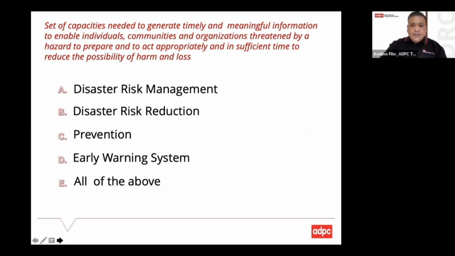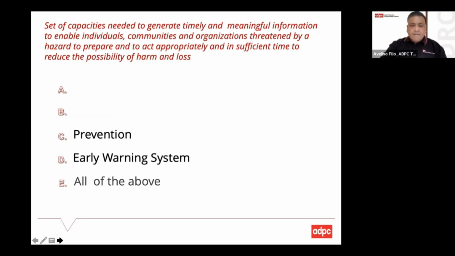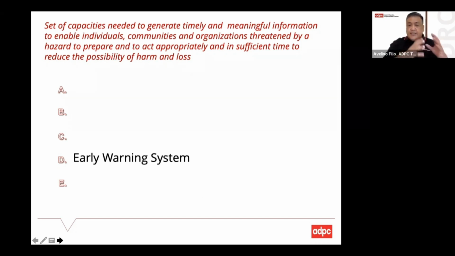So let's see. It's early warning system because it's generating timely and meaningful information. When you say meaningful information, it's something that makes sense to them, something that's important to them. So when we discuss disaster risk communication in detail, it's imperative. Eventually, the components and the principles of early warning systems will be covered.